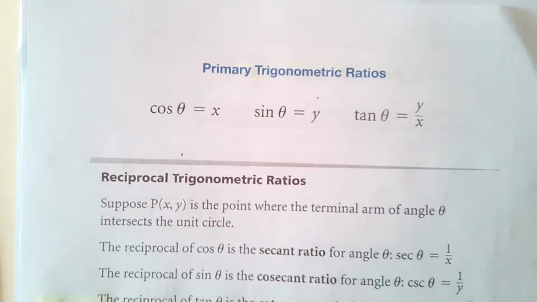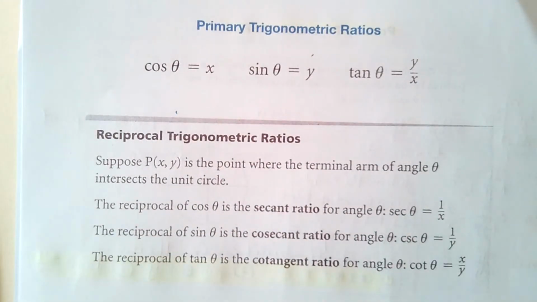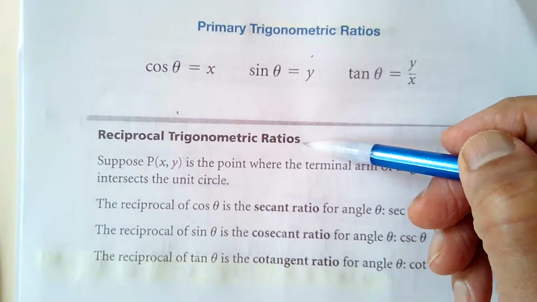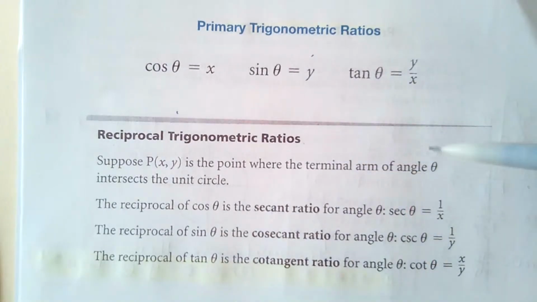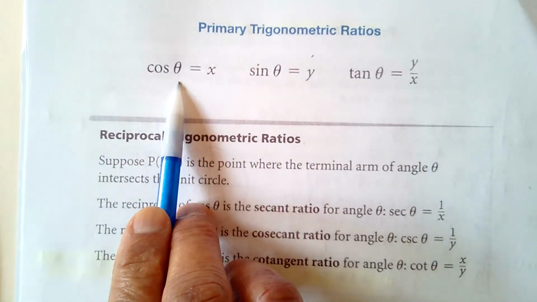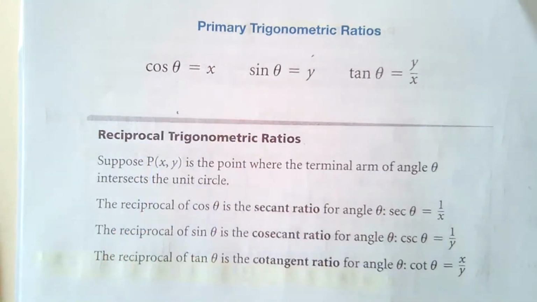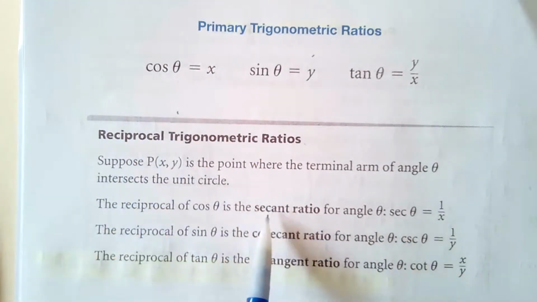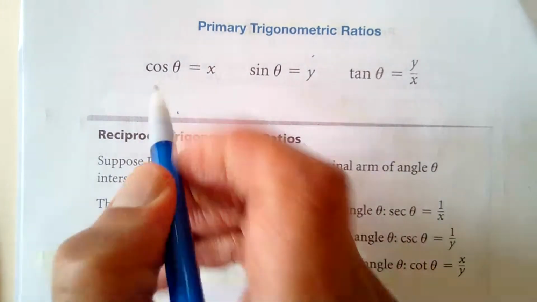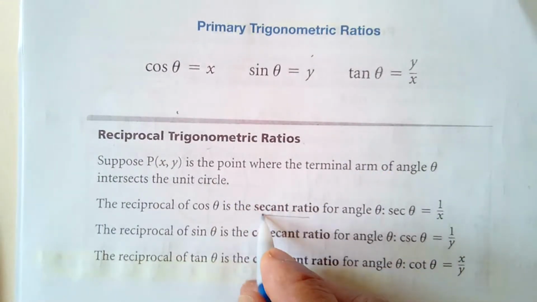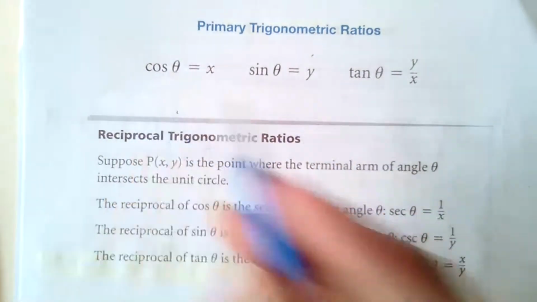Now, we can also look at the primary trig ratios. Here we have the three primary trig ratios. Now the reciprocal ratios: reciprocal means 1 over. So here we have cos is equal to x. The reciprocal of cos is called secant. So we can put here the reciprocal trig ratios would be secant, so 1 over cos.